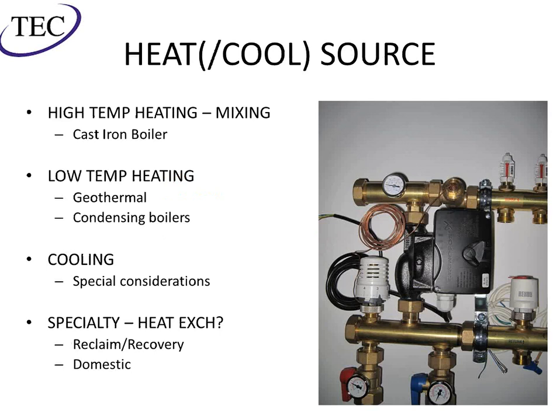The next thing you want to consider is your heating or cooling source. If you're working with high temperature heating, you're going to need to do some mixing. There's lots of different ways you can do that, but that's definitely something you need to consider. Here on the right is a little module that bolts onto Rehau manifolds that does supply and mixing. If you're doing low temp heating with geothermal or condensing, that's perfect for a radiant system. You don't have to worry about any mixing there.